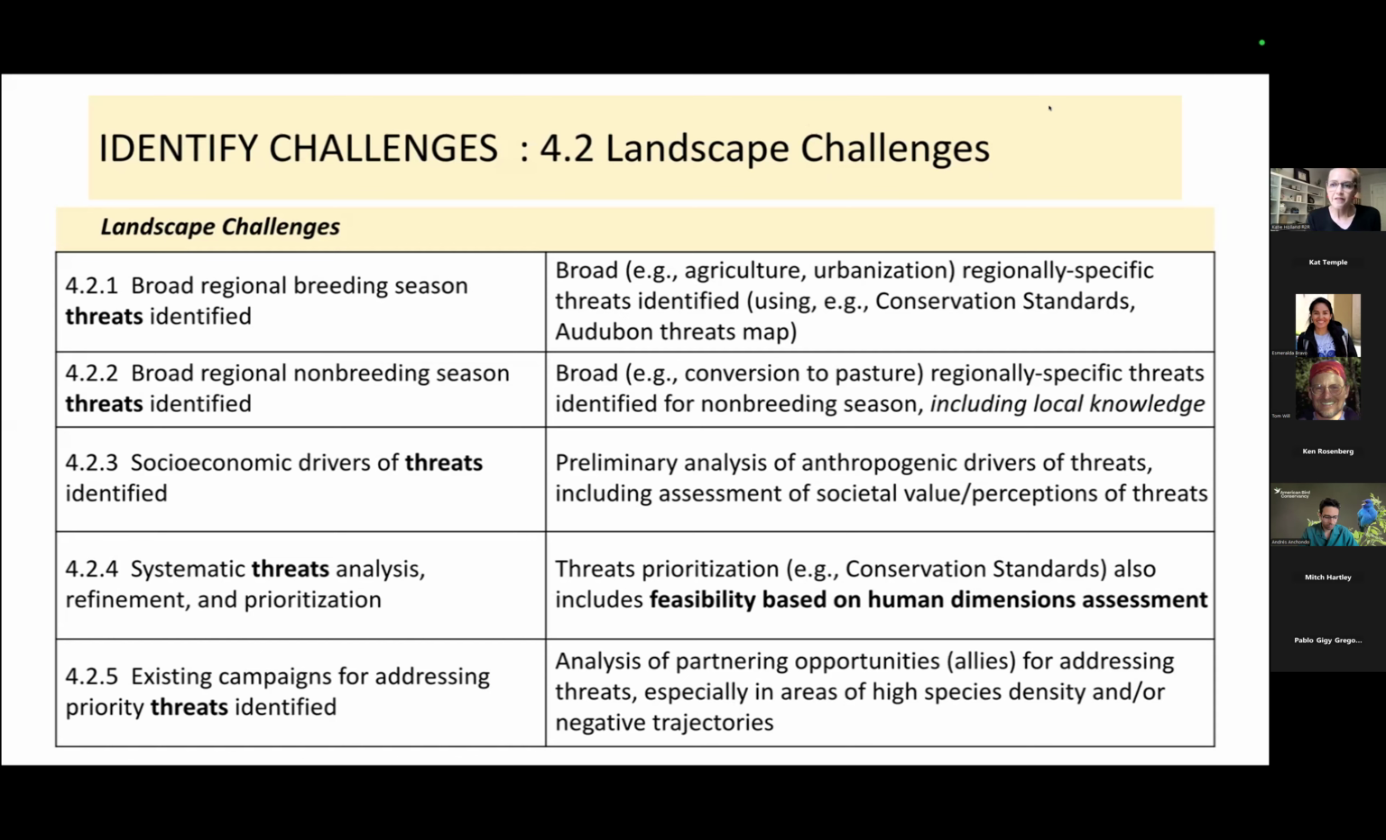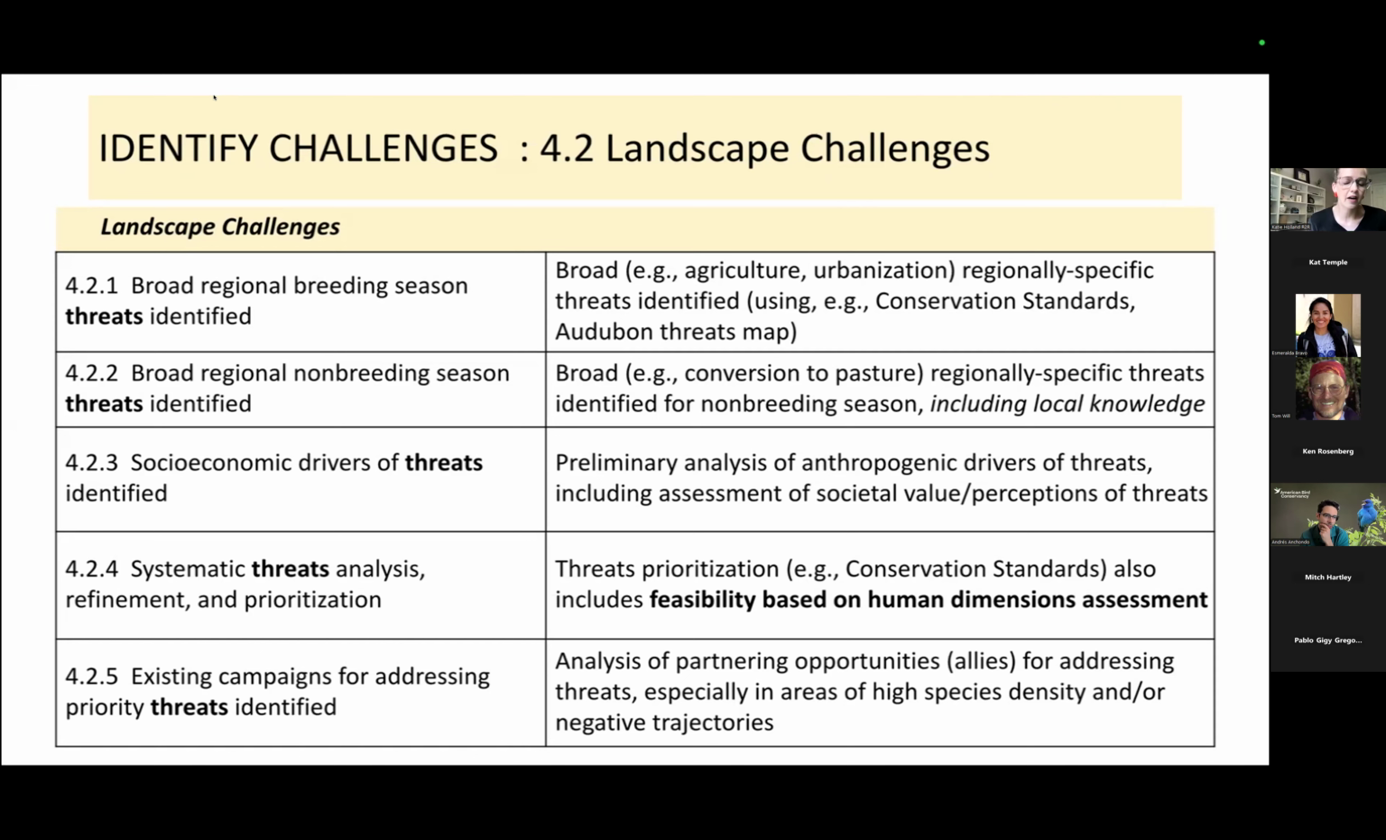And then number 5 for landscape challenges, as we work outwards again, is to look at the threats that we've identified and the partnerships that we've identified previously in the wheel. Where are there efforts and campaigns to address these broad threats already? And thinking about that outside of bird-specific efforts.